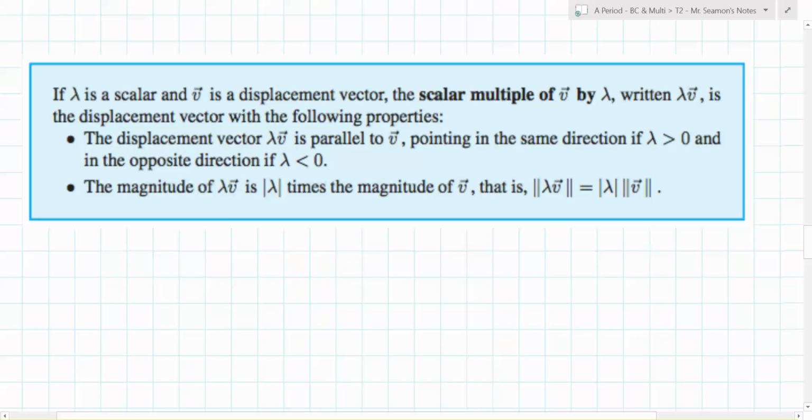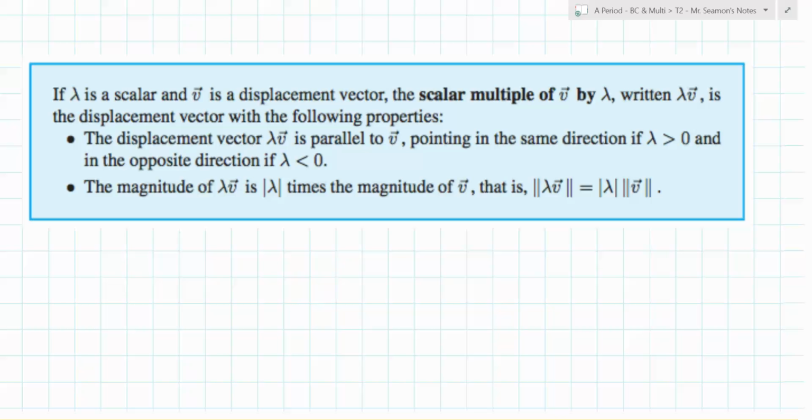You think of it in terms of like, you have letter A, then B, then you use C for variables, right? You're going to use Greek letters a whole lot, and then you're going to run out of Greek letters, so you're going to start using uppercase and lowercase Greek letters, which is really fun. So the displacement vector lambda V is parallel to V, pointing in the same direction if lambda is greater than 0, and in the opposite direction if it's less than 0. The magnitude is the magnitude of lambda times the magnitude of V. So you need both magnitudes, is all it is.